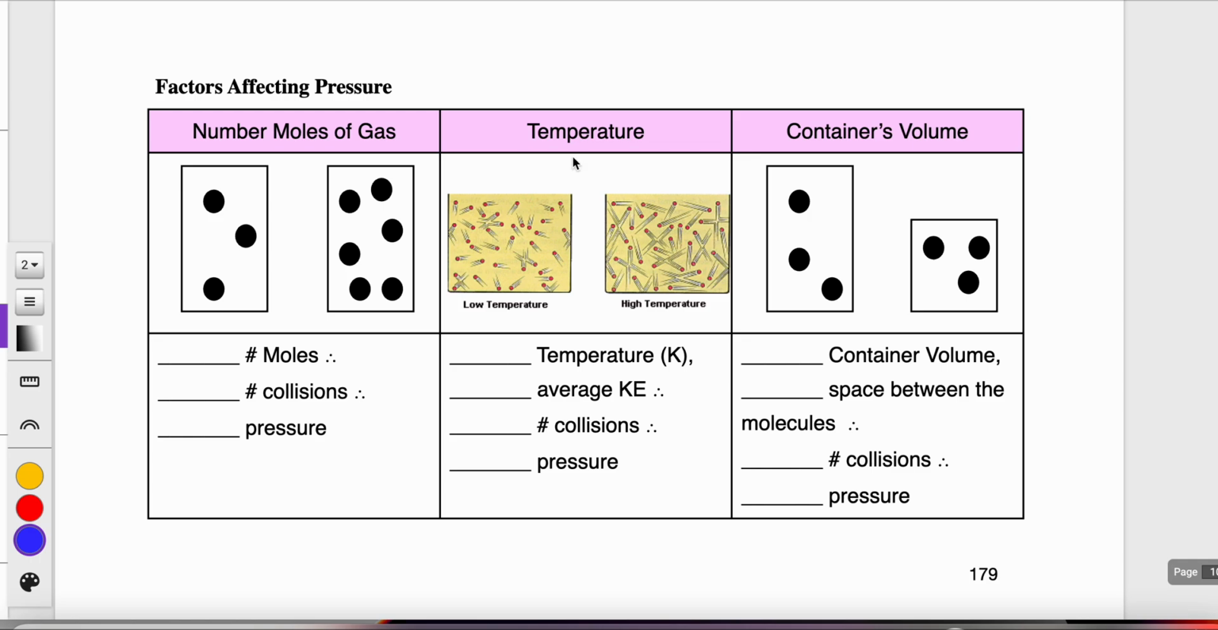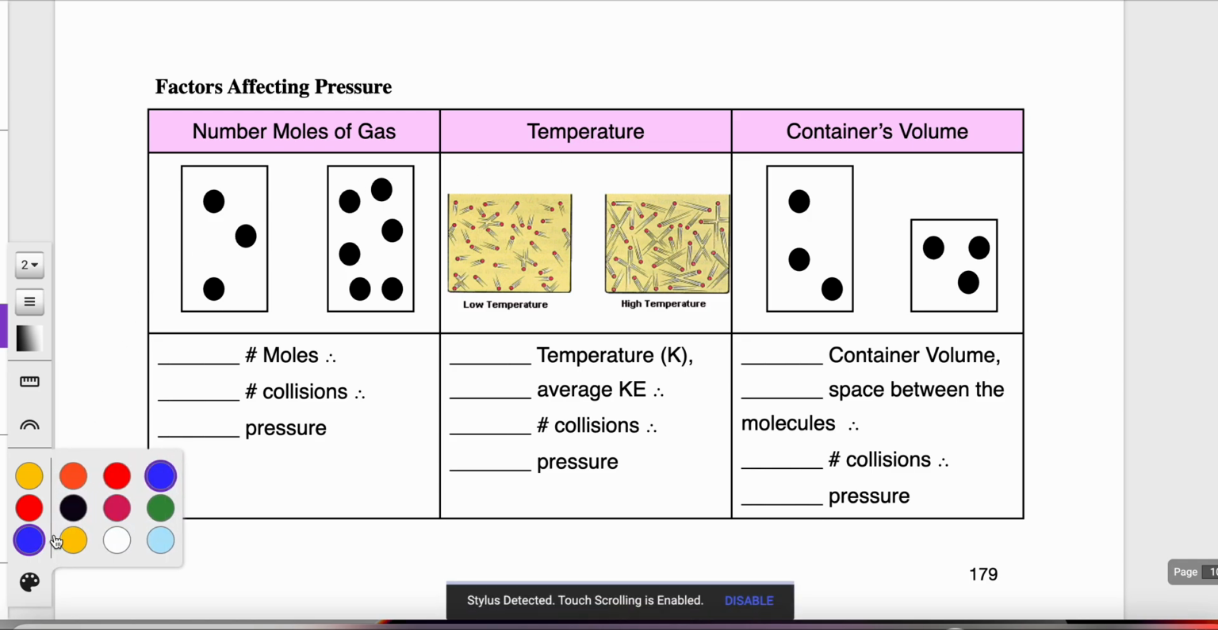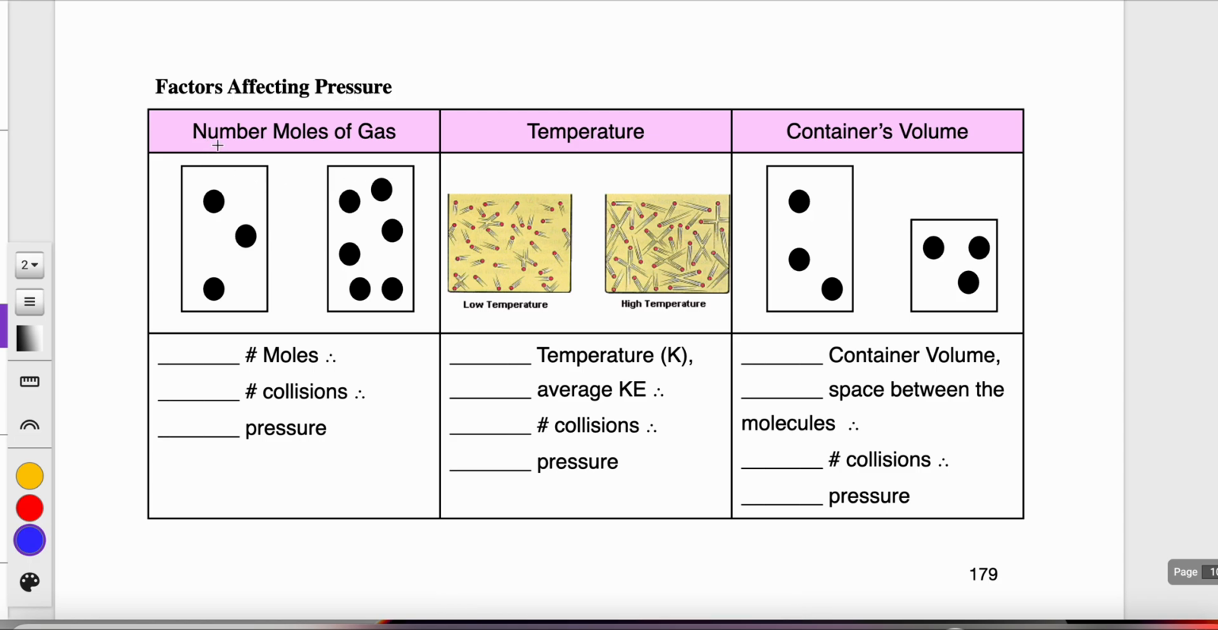affect the pressure on a gas sample? Most of these ideas you should be really readily familiar with. So first off, if we change the number of moles of gas, how does it affect the pressure?